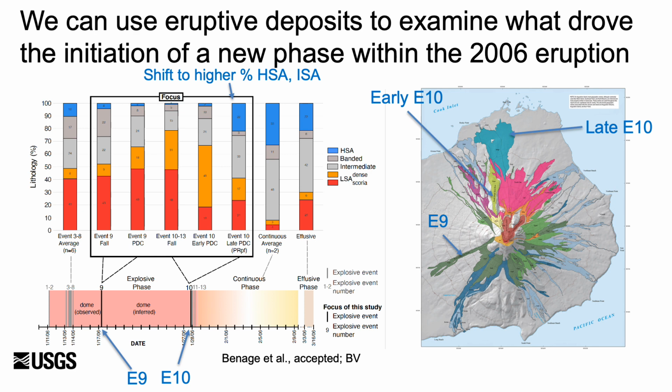Previous work had recognized an increase in the proportions of high and intermediate silica andesites at this transition point, and that is confirmed by componentry shown here on the left. Such pyroclast componentry is qualitative and based on visual characterization, but provides important information about the changing role of different magmas throughout an eruption.